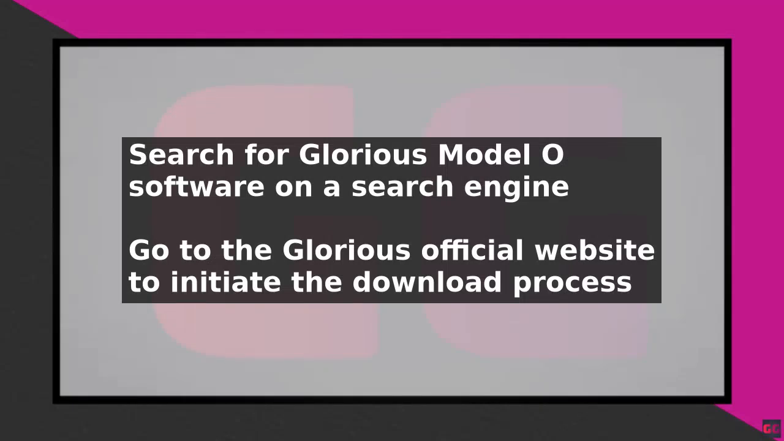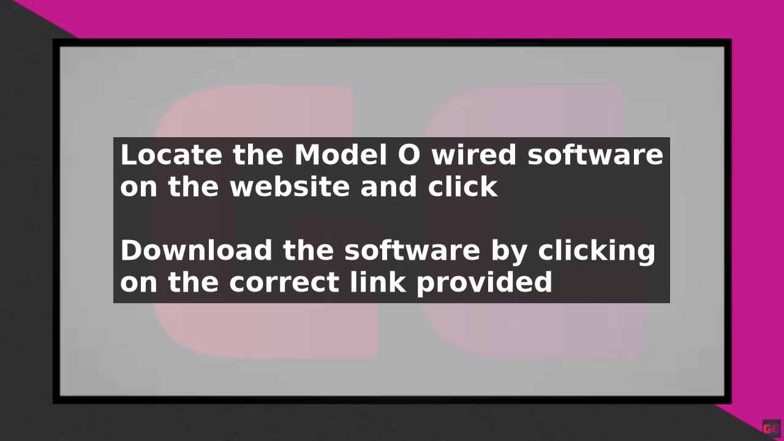To download the Glorious Model O software, start by searching for it on a search engine or browser. Go to the Glorious official website, ensuring the URL is correct, and click on it. On the website, you will see Glorious Core V1. But this is not the correct download for the Model O.